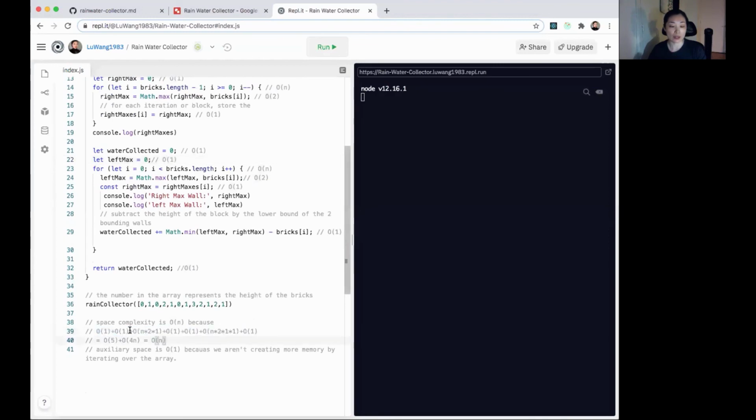And we add all the steps together. We get O of 5 plus O of 4n. Then in big O notation, we normally ignore the constants. So that gives us O of n. The auxiliary space of the solution is O of 1 because we aren't creating more memory by iterating over the array. The space complexity, however, is O of n, where n is the length of the array.